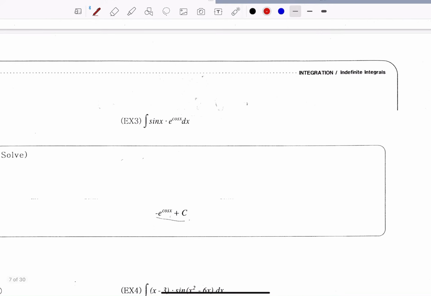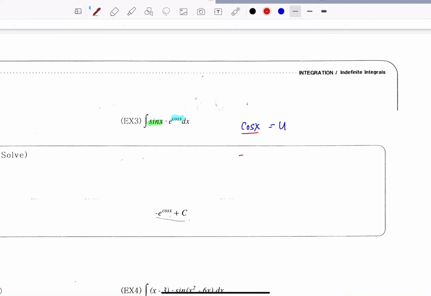Okay, let's try one more question. Integral sin x times e to the cosine x power. I think we can find the derivative related expressions between sin x and cosine x. In this case, you better substitute u for cosine x. Okay, and then you differentiate both sides. The left side in terms of x, right side in terms of u.